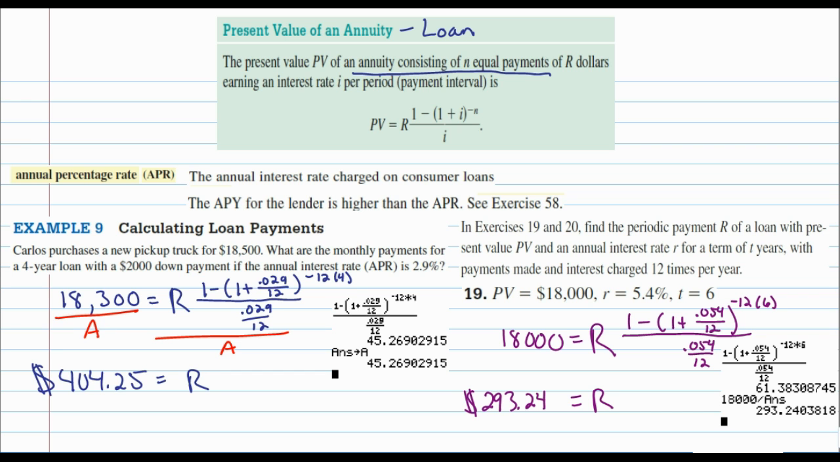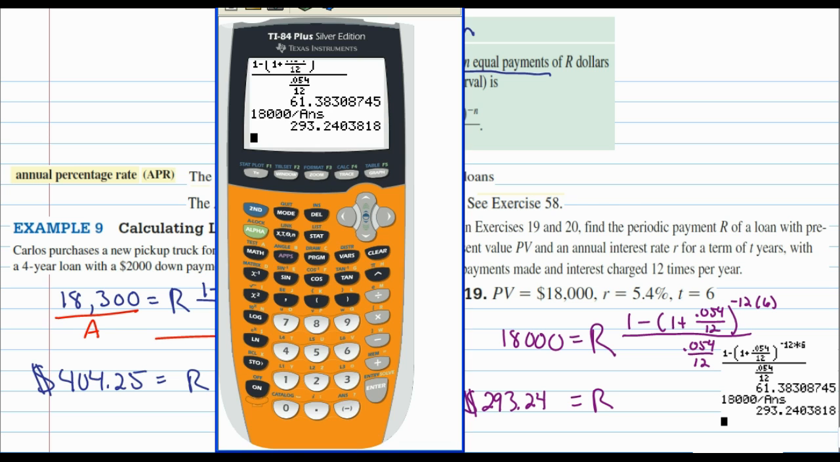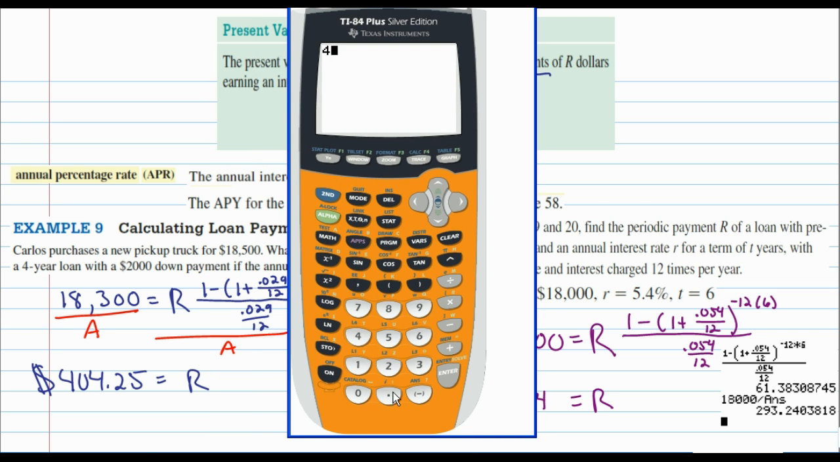Now I mentioned before that they're actually going to be paying a lot more than their loan is worth. Are you ready for this? Okay, so Carlos, his $18,300 loan, he's going to be making, we said, 48 payments of $404.25. So let's take $404.25 and multiply by his 48 payments.